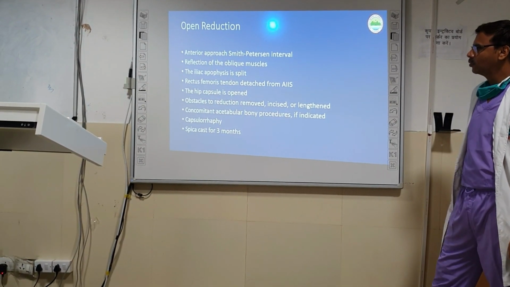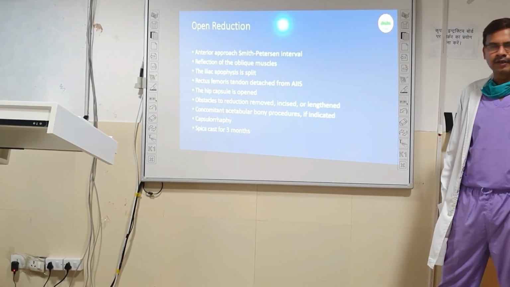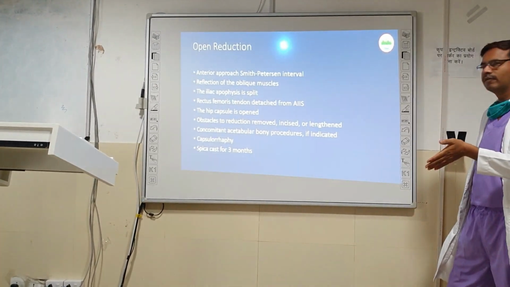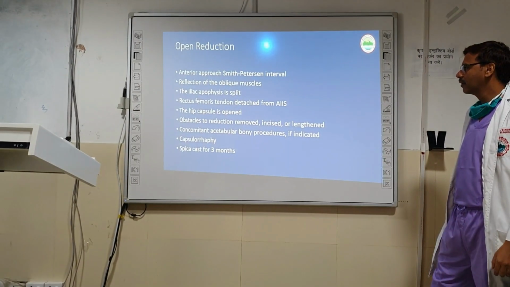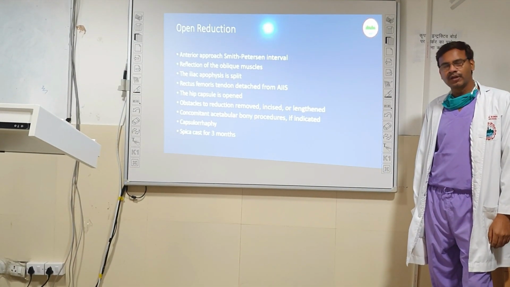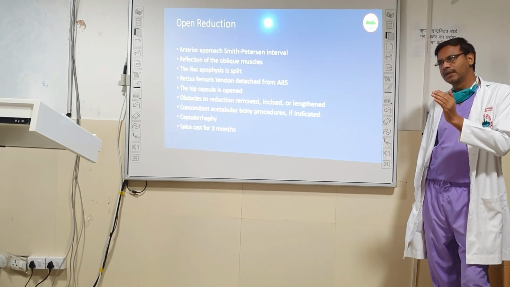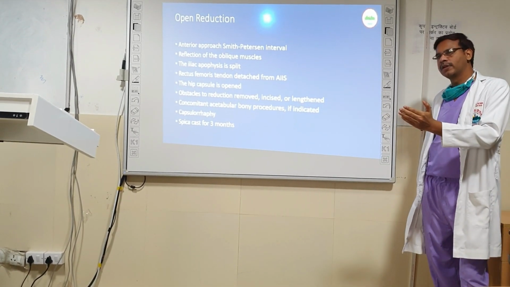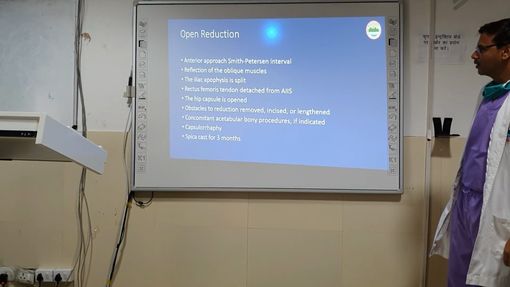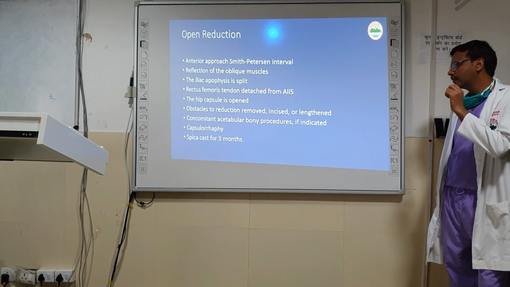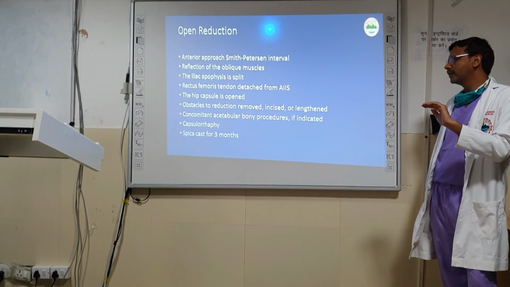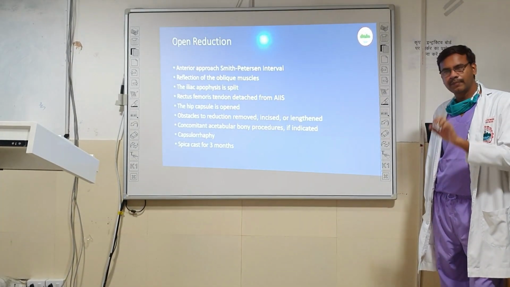The anterior approach we open by the Smith-Petersen interval, that is between the sartorius and the TFL, and then you go inside and you will find the rectus femoris. For better exposure, the iliac apophysis is better split, so that all of the abductors of the hip can be taken nicely without any bleeding from the outer wall of the pelvis. Once you have made the Smith-Petersen interval, cut the sartorius tendon and the rectus femoris tendon, then you will come across the hip capsule.